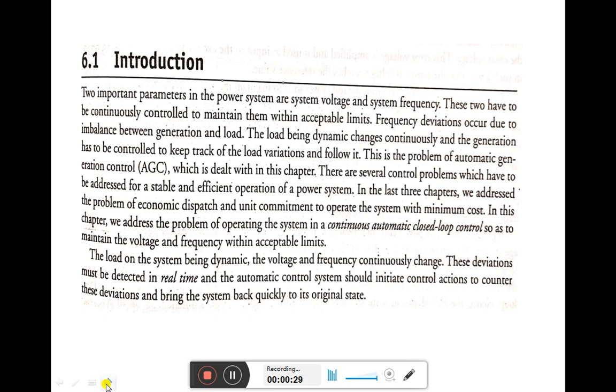If we take the example of any electrical power system, there are two parameters which are very important for the stable operation of the power system. Those are nothing but voltage and the system frequency. If we maintain them within an acceptable limit, then we can ensure a stable operation of the power system. The reason for change in the system voltage and system frequency is the dynamic nature of the load. As the load is dynamic, the frequency as well as the magnitude of voltage continuously keep on changing.